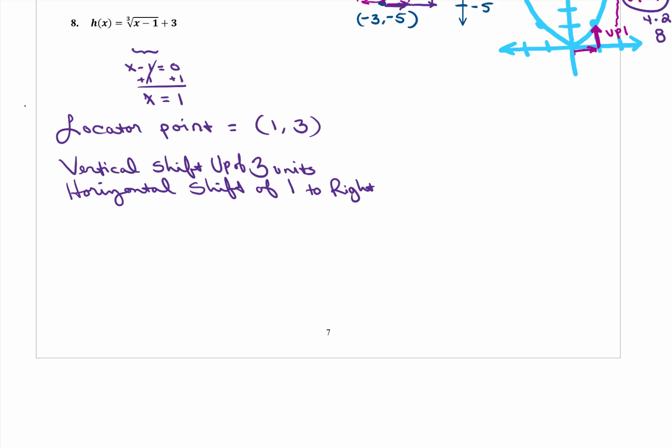And I forgot to say there's a vertical shift going up 3 units, so I wrote that in right now: vertical shift up of 3 units. Okay, we can go ahead and graph this now.